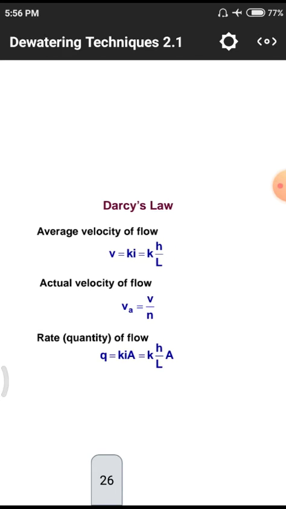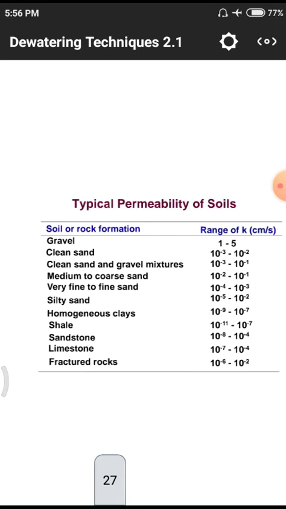Next, this is Darcy's law. These laws are not that useful to us, just for our memory purposes. We need to observe and understand those forces only. Actual velocity equals V by n. Q equals, that means the discharge or flow. Discharge we indicate with the letter Q. Q equals K into i into A, where i equals H by L. Previously we had the average velocity of flow. All those depend upon Darcy's law.